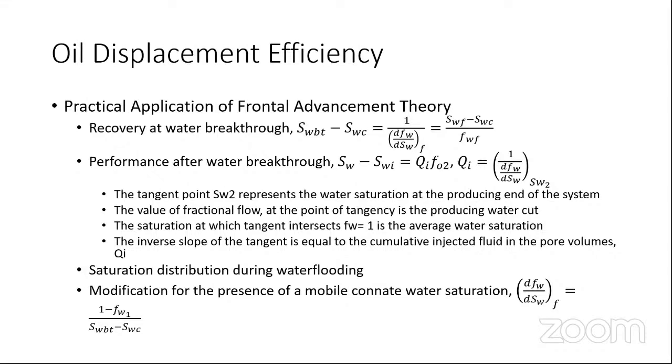The saturation at which the tangent intersects fractional flow equals 1 is the average water saturation. Then the inverse slope of the tangent is equal to the cumulative injected fluid in pore volumes, or your Qi. Then you have saturation distribution during water flooding. And then you have the modification for the presence of a mobile connate water saturation, which is this relation below.